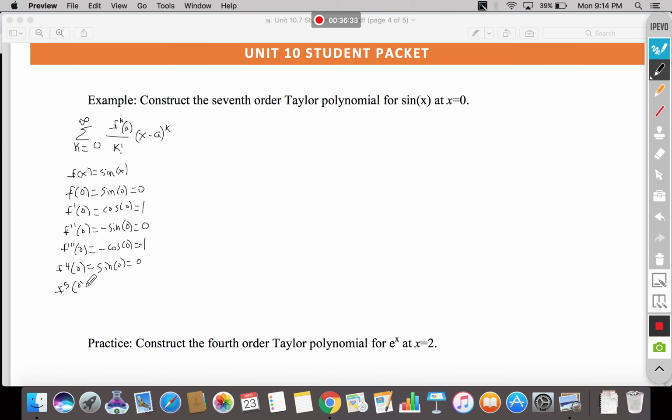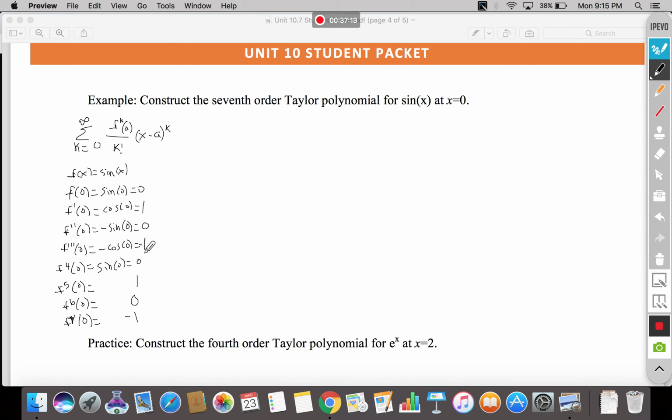The fifth derivative is going to give me a value of, I'm back to the top here, a value of 1. My sixth derivative is going to give me a value of 0 again. My seventh derivative at 0 is going to give me a value of negative 1. So I should have 1, 2, 3, 4, 5, 6, 7, 8 terms I'm working with. The seventh Taylor polynomial has the initial term plus 7 derivatives. Oh, I'm not sure why I wrote 2 little primes there. That should be a seventh derivative.